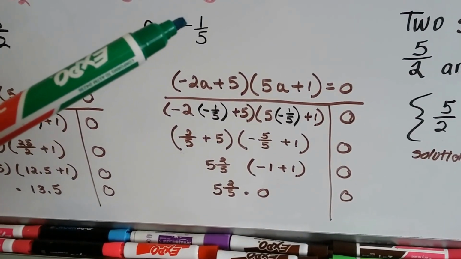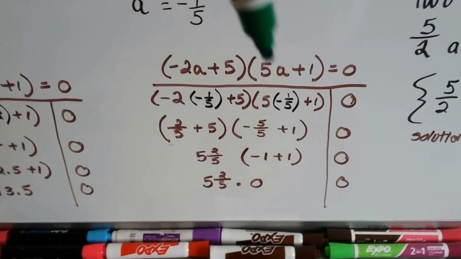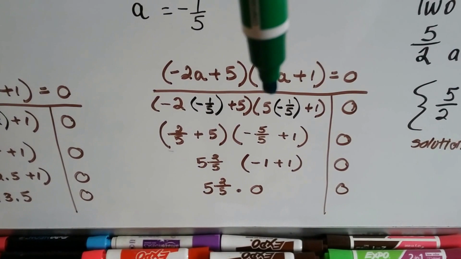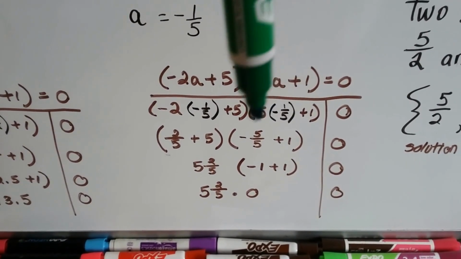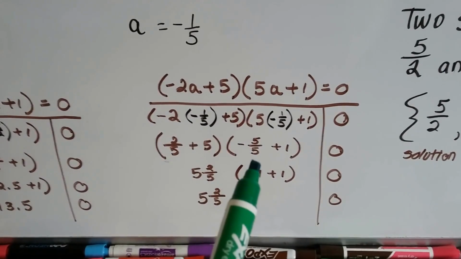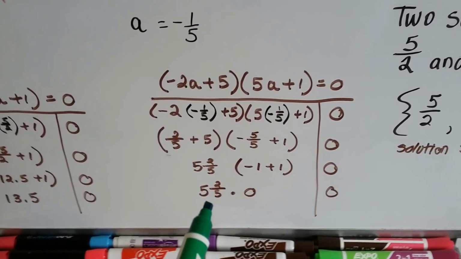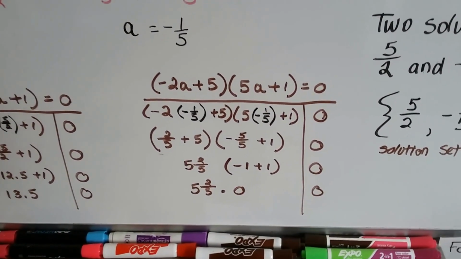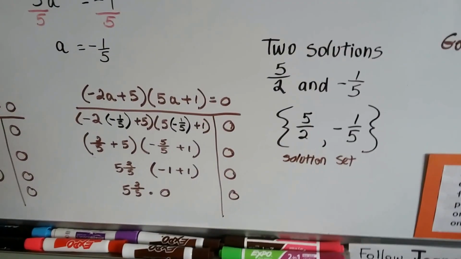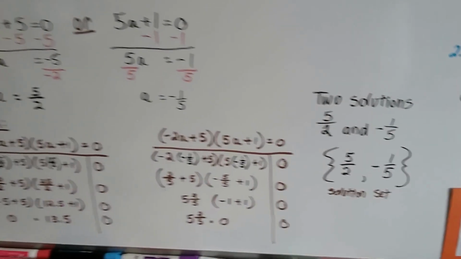And on this side, we plug in the negative 1/5, wherever there's an a. And we see here that 5 times negative 1/5 gives us a negative 5 over 5. Well, that's a negative 1 plus 1. That made a 0, which means whatever's on this side multiplied to that 0 is going to be 0. So we have two solutions, 5 halves and negative 1/5 for our solution set. See that?